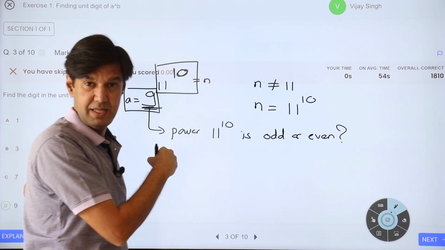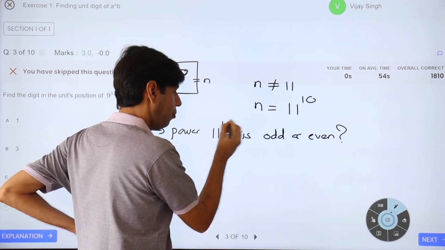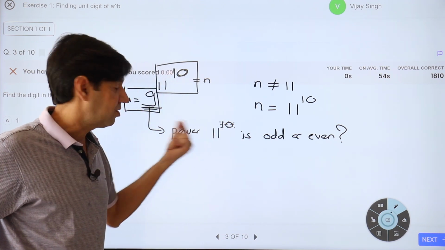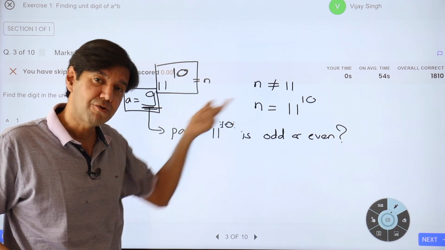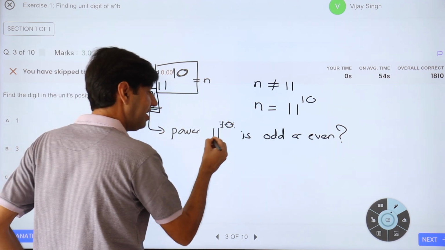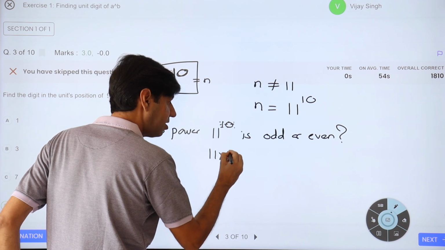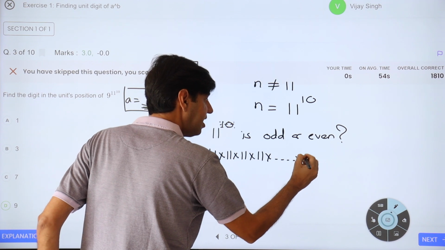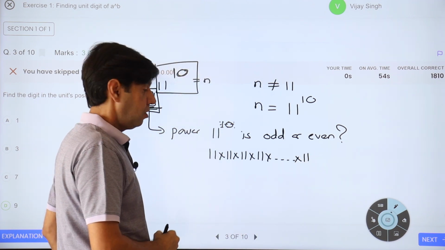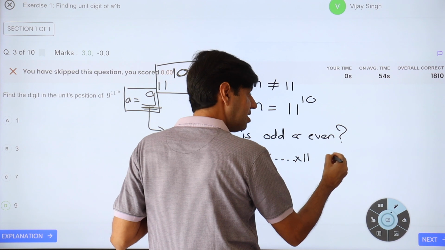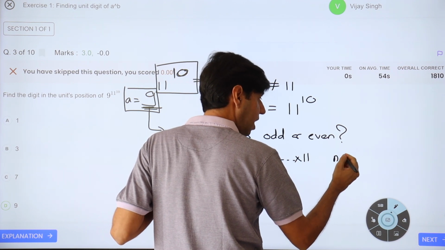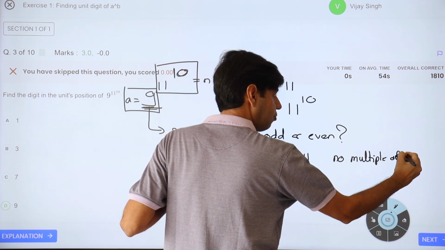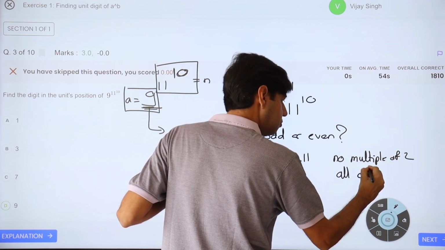Now you might say 11 raised to 10 is actually, if you did the classification lecture, we said the polarity of the power is the same as the polarity of this number. 11 is odd, so 11 into 11 into 11, any number of times. 11 raised to 10, always go back and think, what is that number? Isn't it 11 into 11 into 11 into 11 into 11? So there's a series of 10 11s. All are odd, no? There is no multiple of 2 over here. All are odd. So you should remember all this.